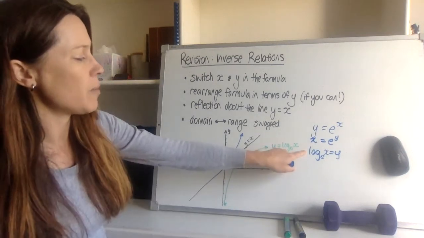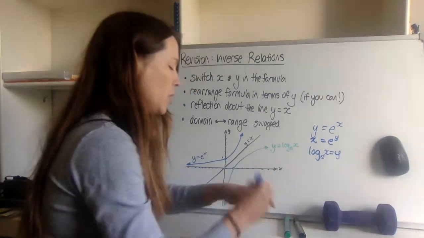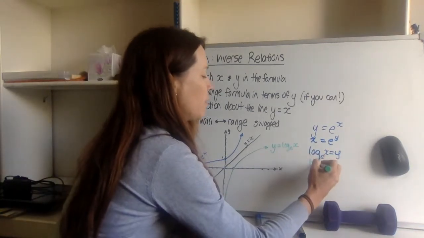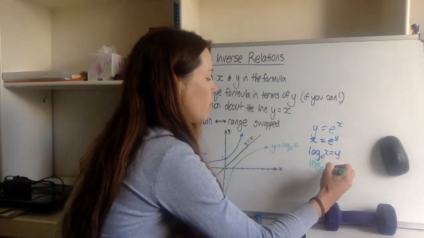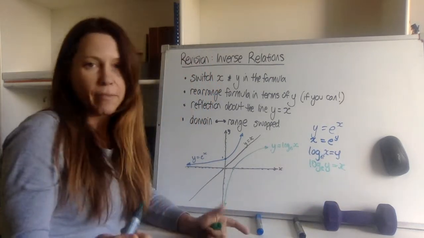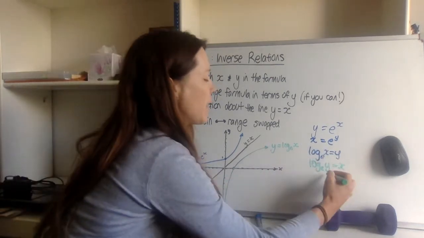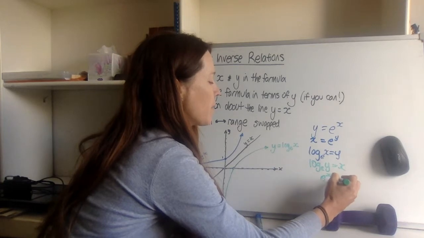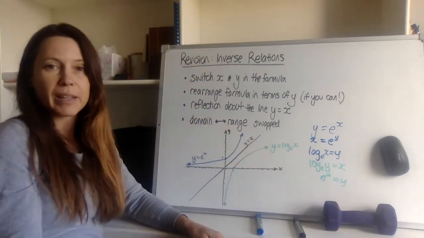Similarly, we could start with that one, and we could say, let's switch it so that we have the log of y is equal to x, and then of course we can rewrite that as an exponential and say that's the same thing as e to the power of x equals y, and we've gone back again.